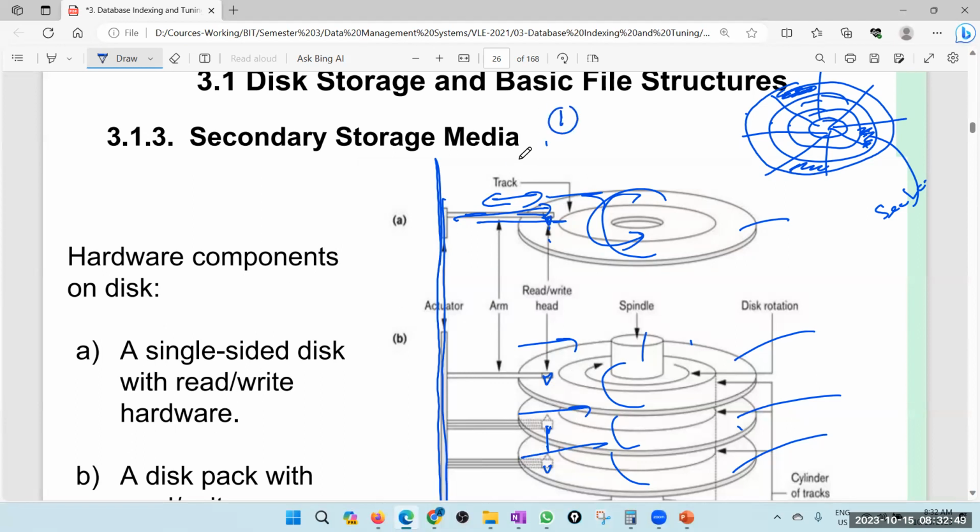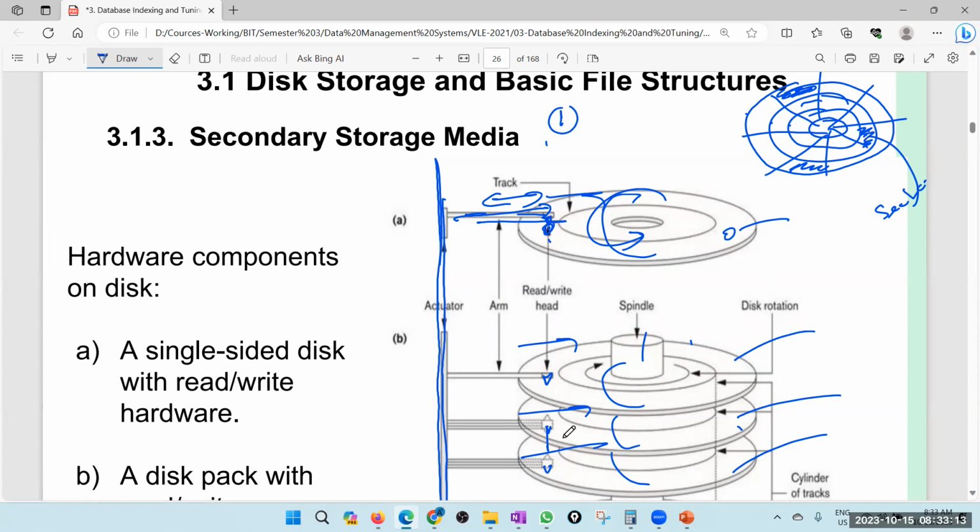The second task is maybe your sector is somewhere here. So now it has to rotate so that it comes under the read-write head. So that is called rotational delay, right? So first this laterally moves until it comes to the correct track. Then all these rotate until the particular sector comes under the read-write head.